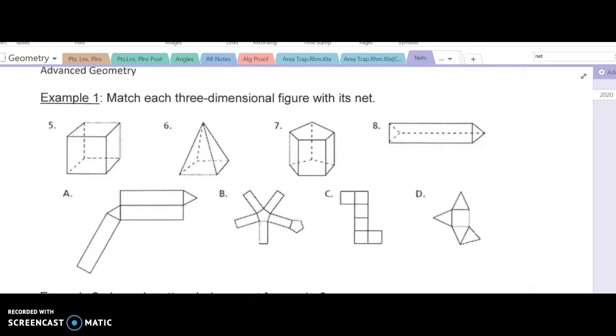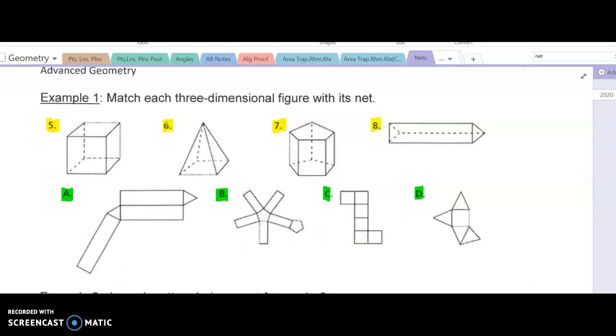So in this video, the example just says match each three-dimensional figure with its net. What you have up here is 5, 6, 7, and 8, which are all three-dimensional solids, and you have some nets down here, and this is a matching activity. You're supposed to match the yellow three-dimensional figure with the net. So I hope you will pause the video and give it your best shot and then come back and check your answer.